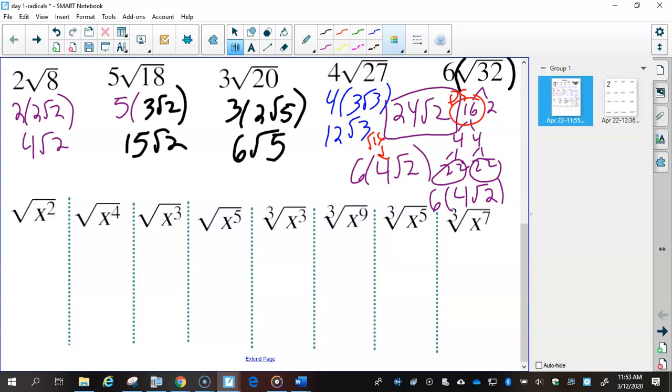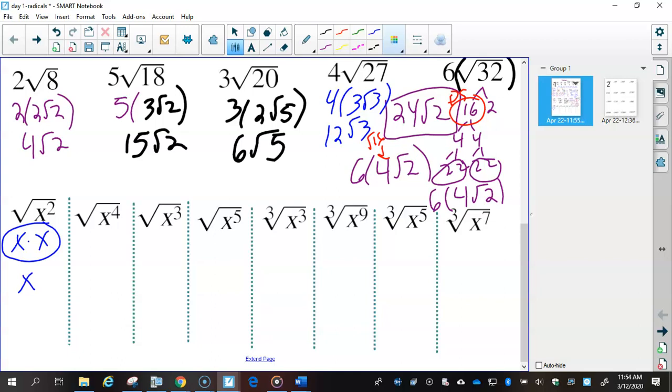How would I expand x squared? x times x. Do we have a pair? Yes. And we don't have anything left over, so the x would come out, and there would be nothing underneath the square root. It would just be x. Now, you should recognize that the square root and the square are inverses, so they would undo each other anyway.